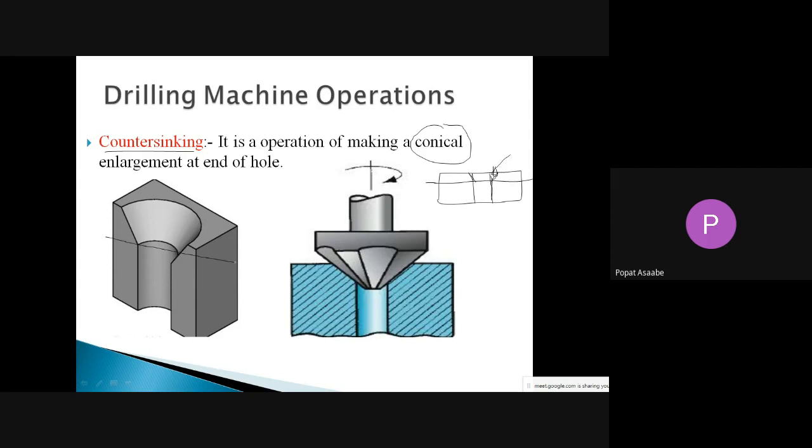Only some portion of that existing hole can be enlarged, but that enlargement will be conical. Okay, it means we can increase the diameter of that existing hole up to some portion in a conical manner. In a conical manner we can make the enlargement of that hole up to some portion. It is called countersinking.